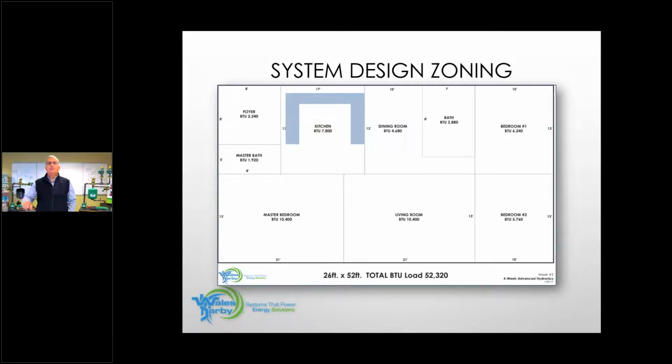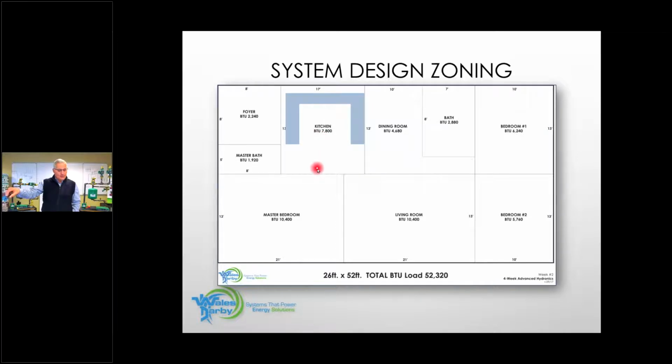So I don't think 2 zones is a good choice. If I went 3 zones, I can kind of live with it because we could take the 2 bedrooms and put that on 1 zone. We could take this whole area here and make that 1 zone. And this area here could again be a stretch because the kitchen is going to be an issue.